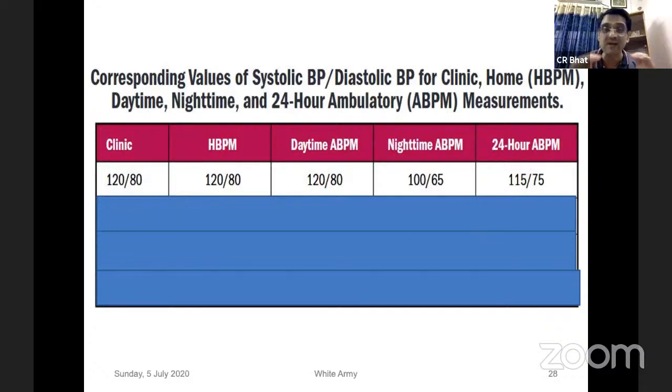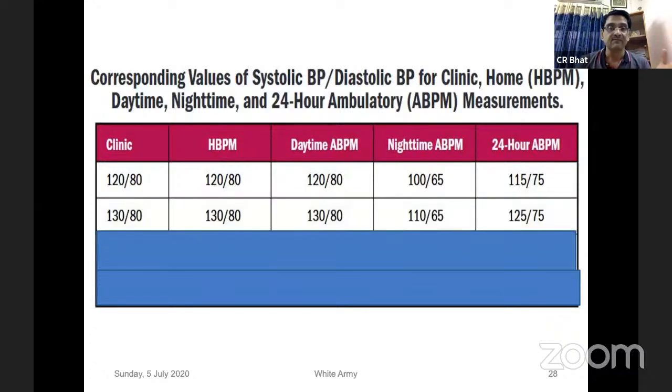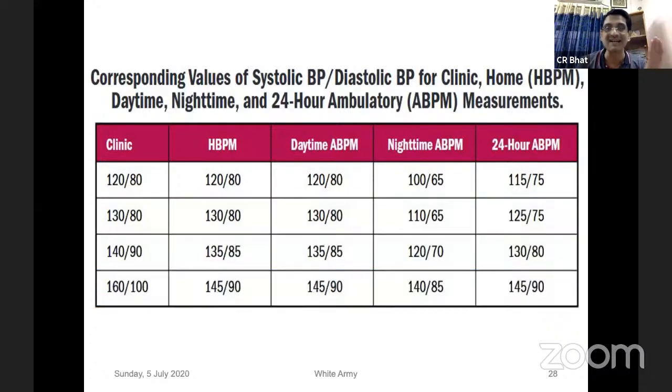Now, what are the corresponding values? If you record a clinic blood pressure of 120 by 80, the nighttime blood pressure by ambulatory monitoring will be approximately 100 by 65. That will be significantly less, 20% less. You can see that. Okay. Now, those are the different values. What is important is that home monitoring of blood pressure, that is self-monitoring of blood pressure, is almost equivalent to 24-hour ambulatory blood pressure monitoring. You can see that even though clinic recording and daytime monitoring of blood pressure are a little higher, home monitoring of blood pressure is almost equivalent to 24-hour monitoring of blood pressure.